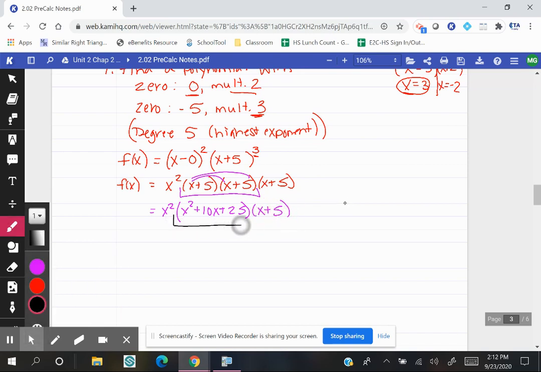Then I'm going to multiply these two together. So I'm going to bring the x squared down. X squared times x is x to the third plus 5x squared. Then do the 10x. So plus 10x squared plus 50x. And then do the last, the 25. So 25x plus 25 times 5 would give us 125.